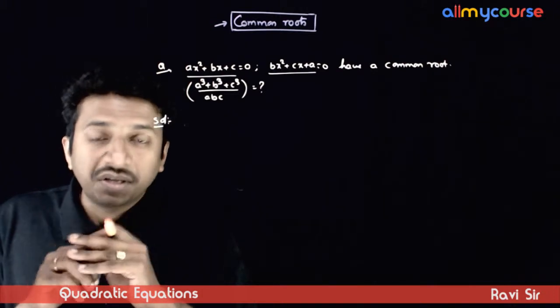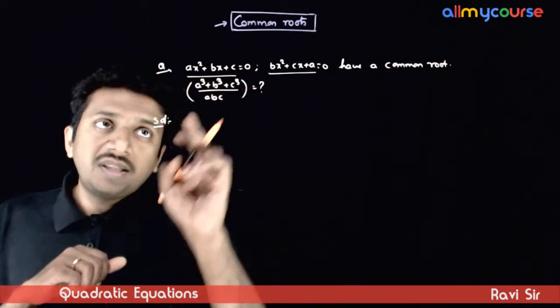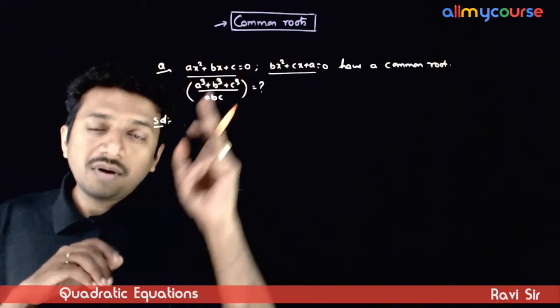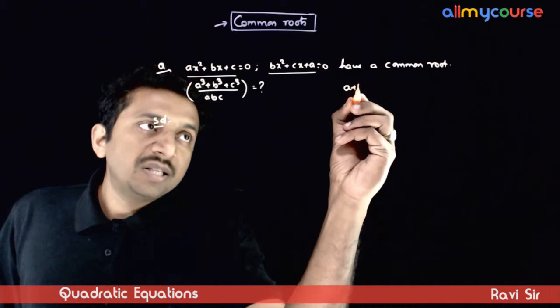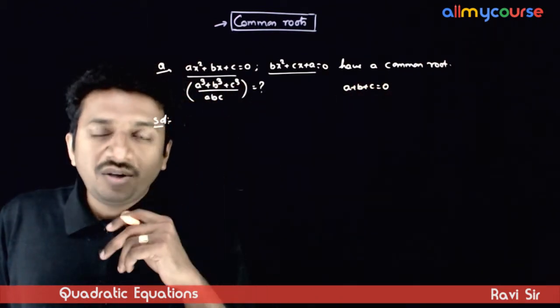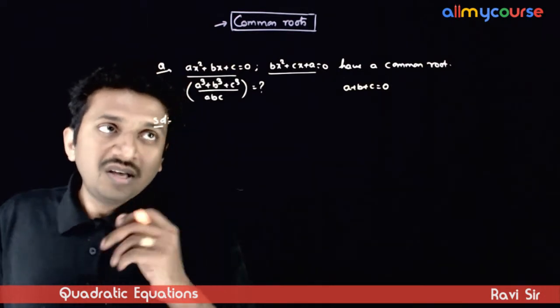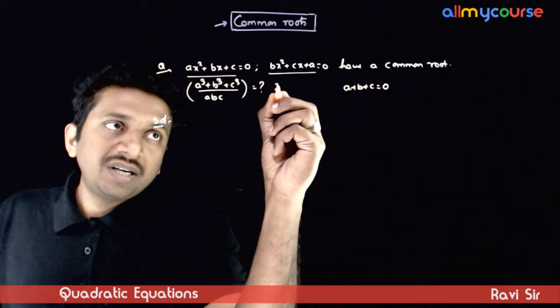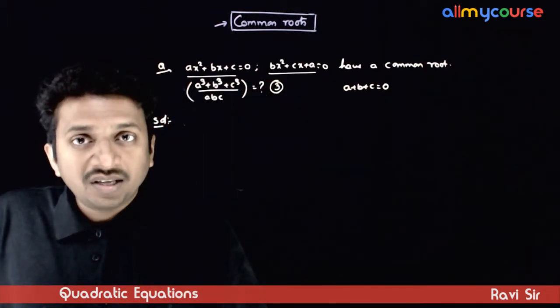So I'm looking at a special case. If a plus b plus c is equal to 0, then these two equations have 1 as a common root. And if a plus b plus c is equal to 0, we know that a cube plus b cube plus c cube has to be equal to 3 times abc. Hence, the answer I am expecting is 3.